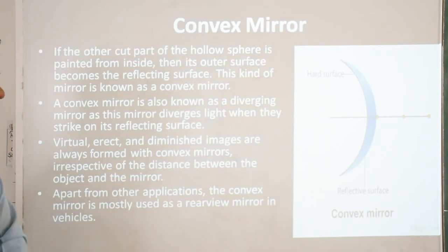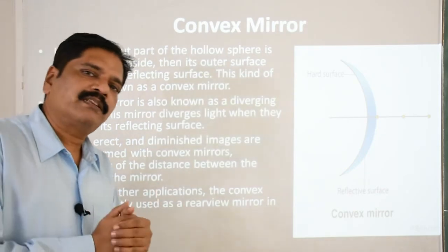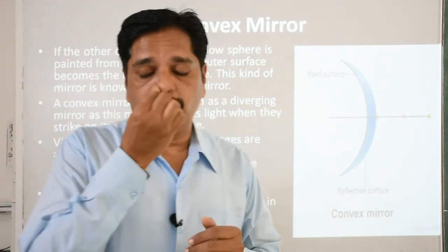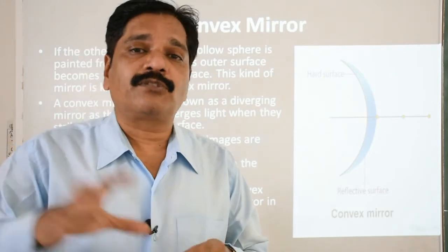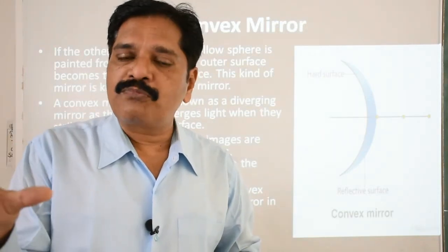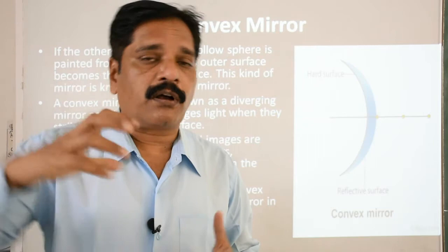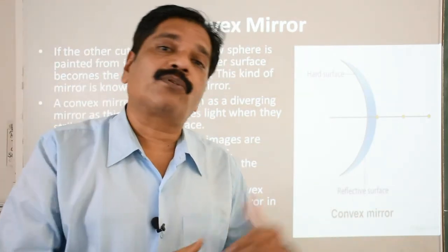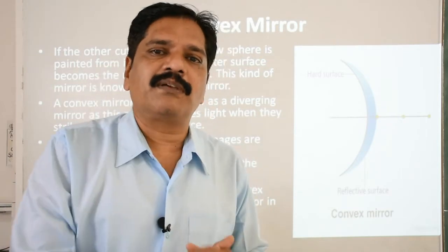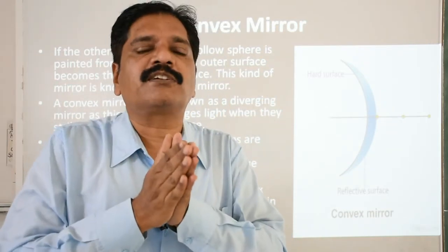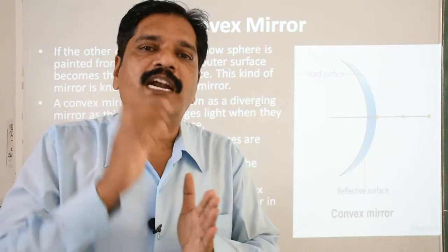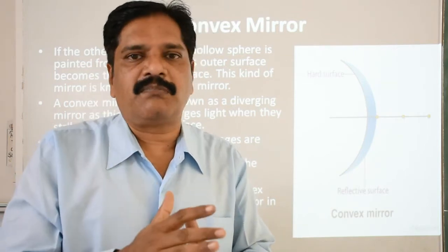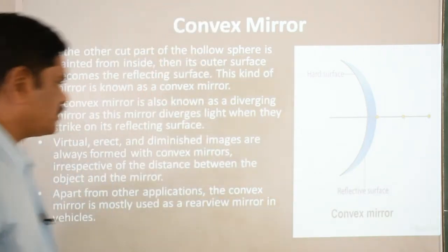And apart from the other applications, the convex mirror is mostly used as a rear view mirror in vehicles. You are familiar with this one. You can see that the image observed in a rear view mirror is quite small. A big bus can be observed in a small mirror, only because it is a diminished image. This image becomes very small, but it is virtual, that's why it is erect.